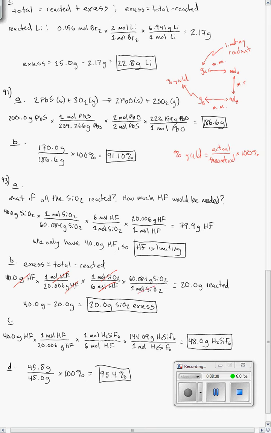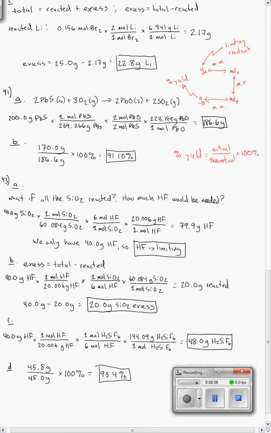In part C, we want to know what our theoretical yield of H2SiF6 is. So this is basically like a problem from earlier in the chapter now. So we're going to go from grams of our limiting reactant to grams of our product. Right? We're going to go all the way around this diagram here. So it's kind of set up similar to the first step in part B. We're going to go from grams of HF to moles of HF, from moles of HF to moles of H2SiF6, and from there we'll go to grams of H2SiF6.